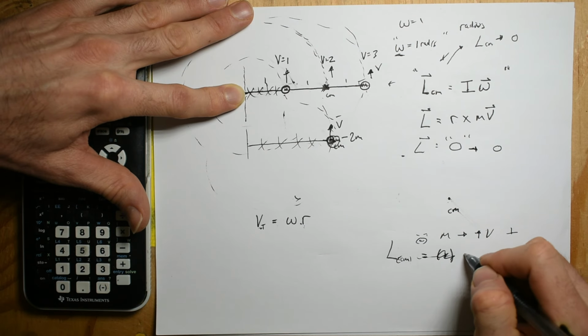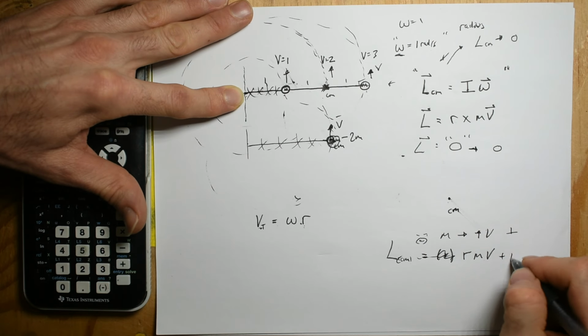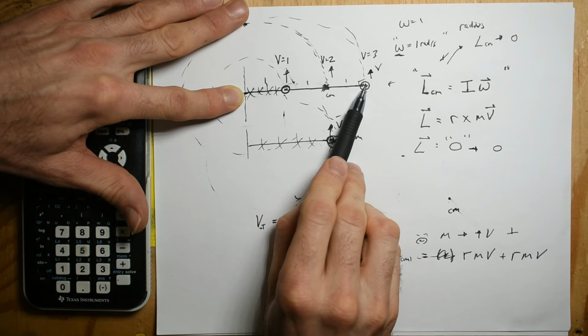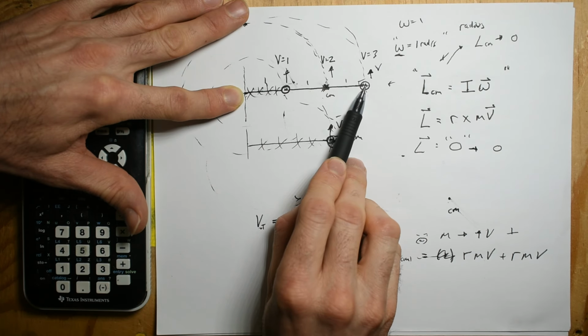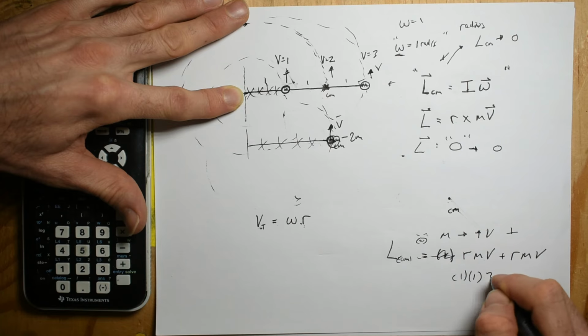So we have, and I'll say distance, mass, velocity. And we got 2 of them, so I'm going to go distance, mass, velocity. So over here I have a distance of 1, a mass of 1, and a velocity of 3. Distance of 1, mass of 1, a velocity of 3.